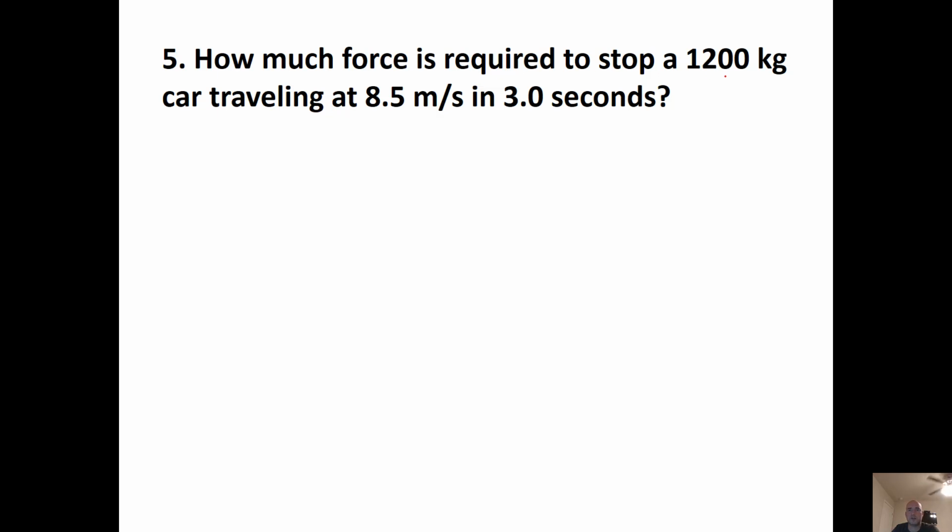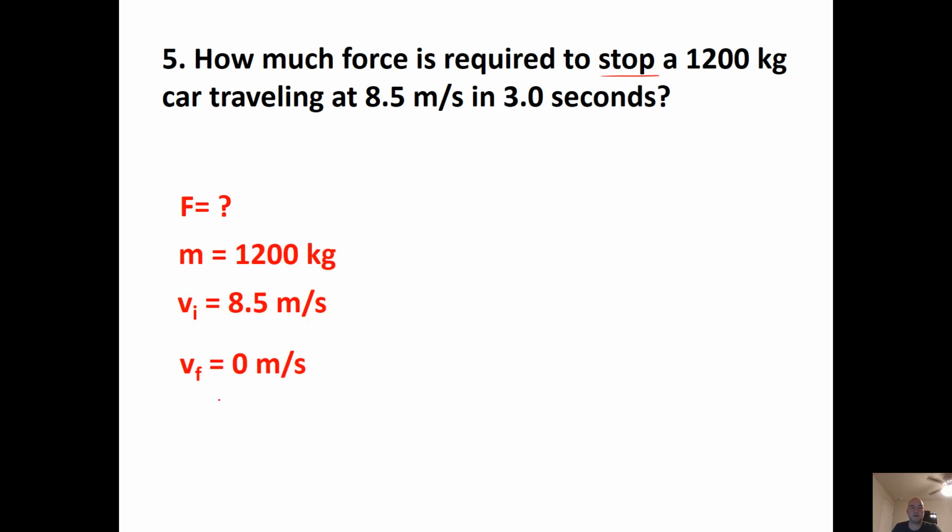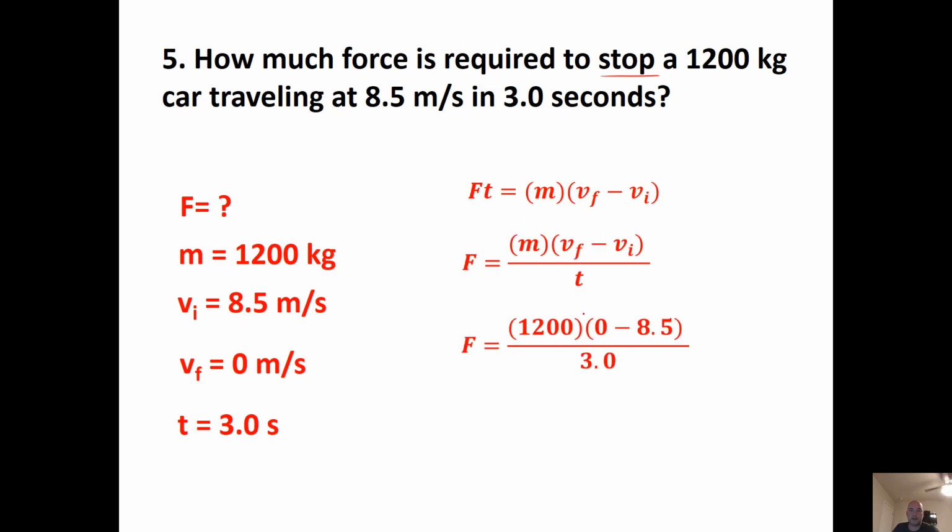How much force is required to stop a 1,200 kilogram car? Watch out, stop means it's going to have a VF of 0, traveling at 8.5 meters per second in 3 seconds. So this is all the information I get from this problem. And when I get my answer, I'm going to get negative 3,400 newtons, or 3,400 newtons backwards to stop the object.